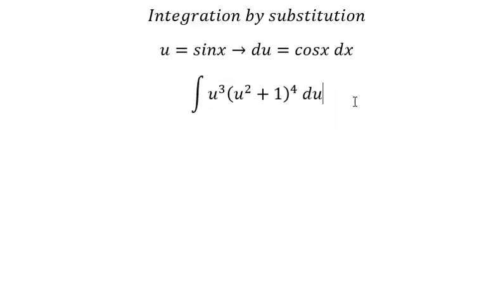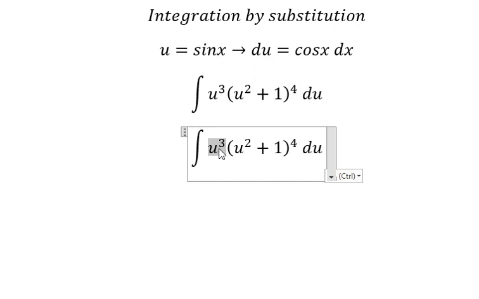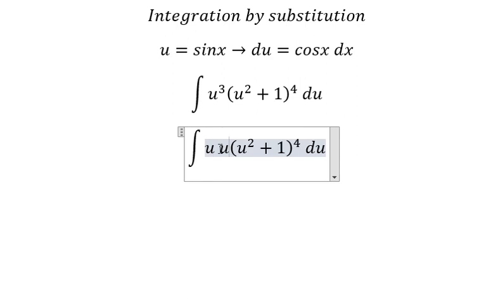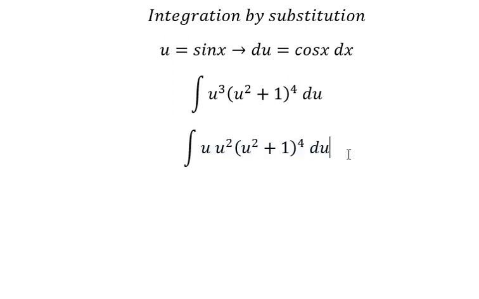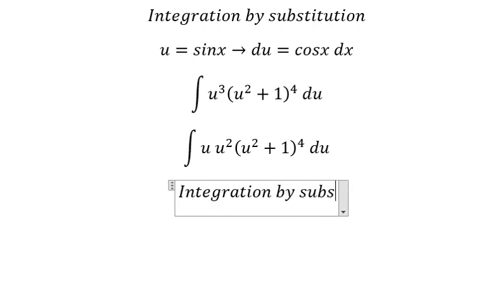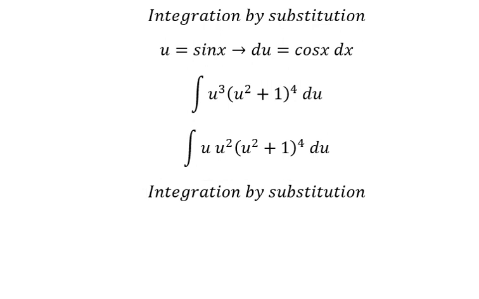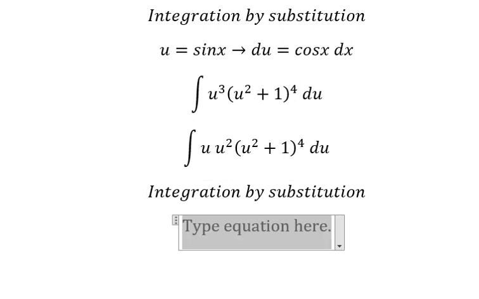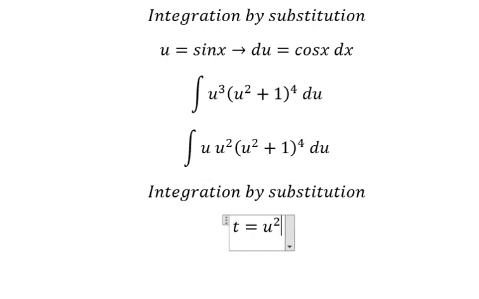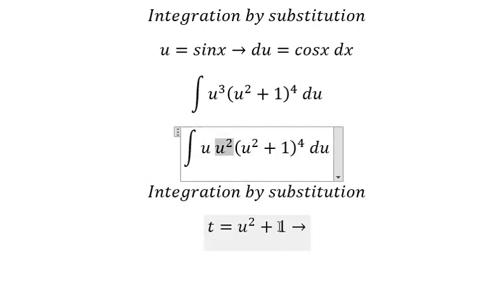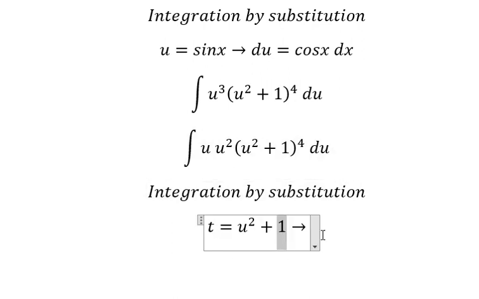Next, u to the power of 3 we can put into u and u square. So we can use integration by substitution. So I will put t equal to u square plus 1. Because we have u square, I will move number 1 to the left.